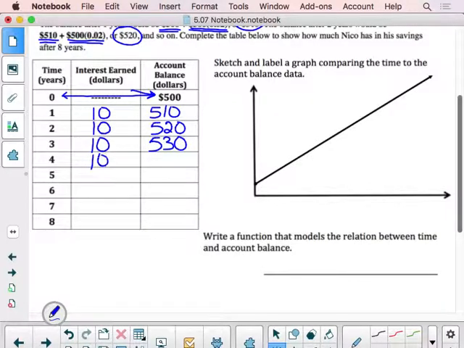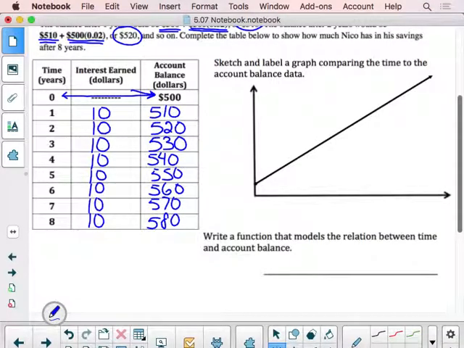I hope you're starting to see a pattern here. Every year he's going to get that same $10 in interest, and this is just going to go up by $10. I'll fill this out real quick while we go. Again, you can always pause the video if you need to fill it out.